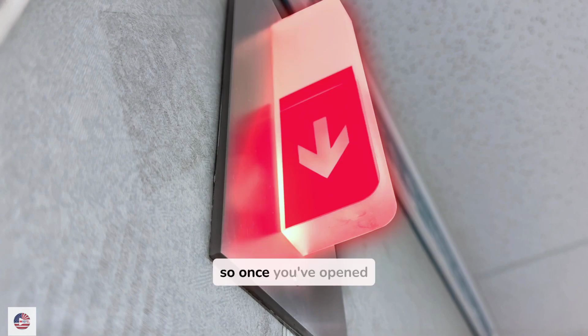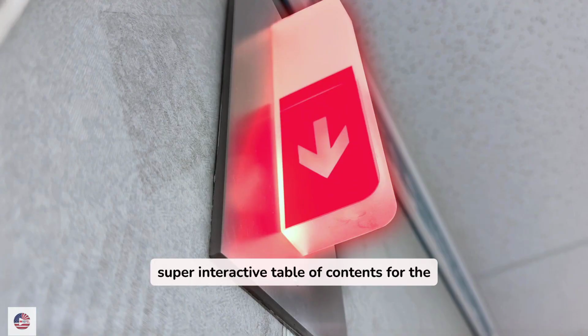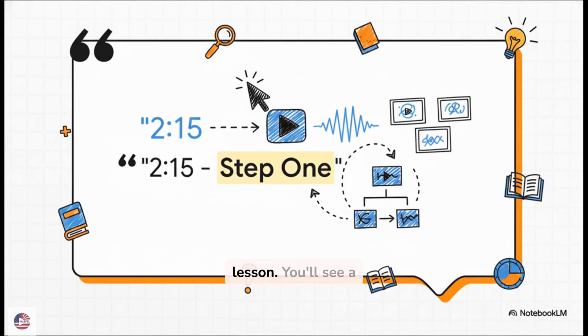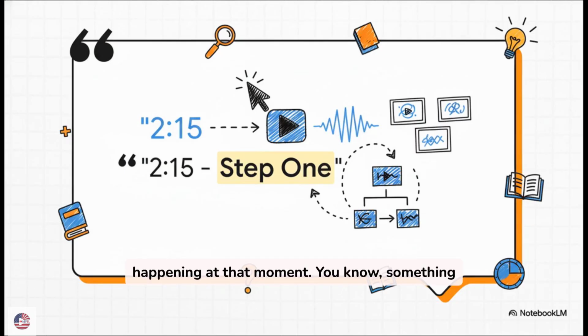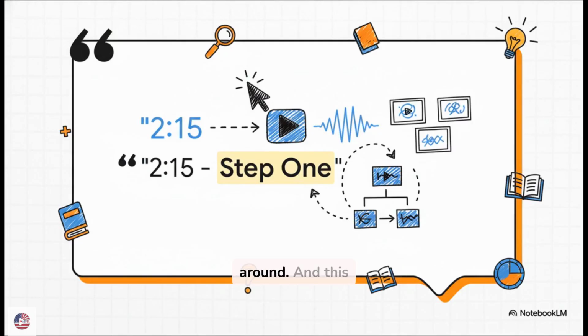All right, so once you've opened up that description box, you're going to find your compass. And I'm talking about timestamps. Just think of them as a super interactive table of contents for the entire lesson. You'll see a whole list of times, usually in blue, right next to a short description of what's happening at that moment. Something like 2:15, step 1. But these aren't just numbers. They are clickable links designed to help you get around.